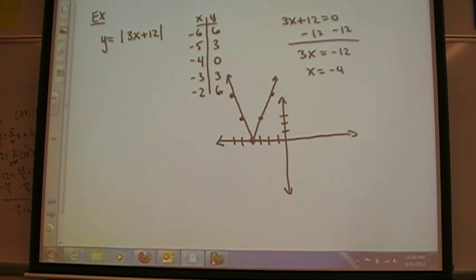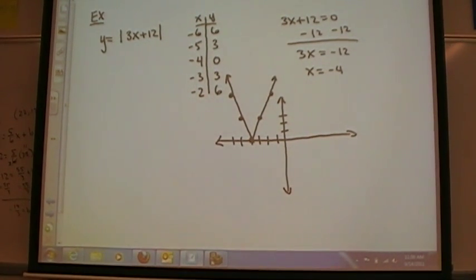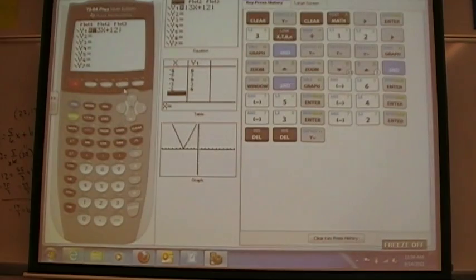All right, now, on your calculator, let me show you this. Does everybody have the calculator out? All right, we're going to go to y equals, and we're going to do the example that I just did. Okay? Let me clear this and just start from scratch.